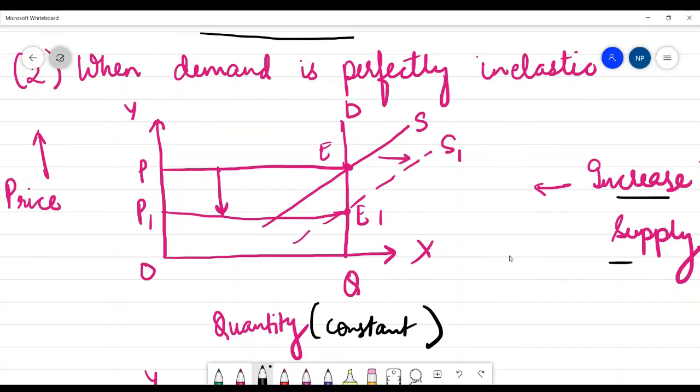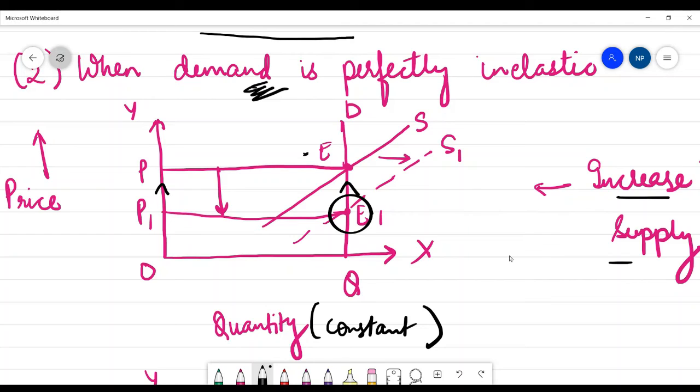When the supply increases, the curve will shift towards the right hand side. The demand curve will be a vertical straight line, parallel to the y-axis. We also notice that due to the increase in supply for the product, the new equilibrium is achieved at point E1 instead of point E. So over here, the main role is played by the quantity being constant. We see increase and decrease in supply when demand is perfectly inelastic.